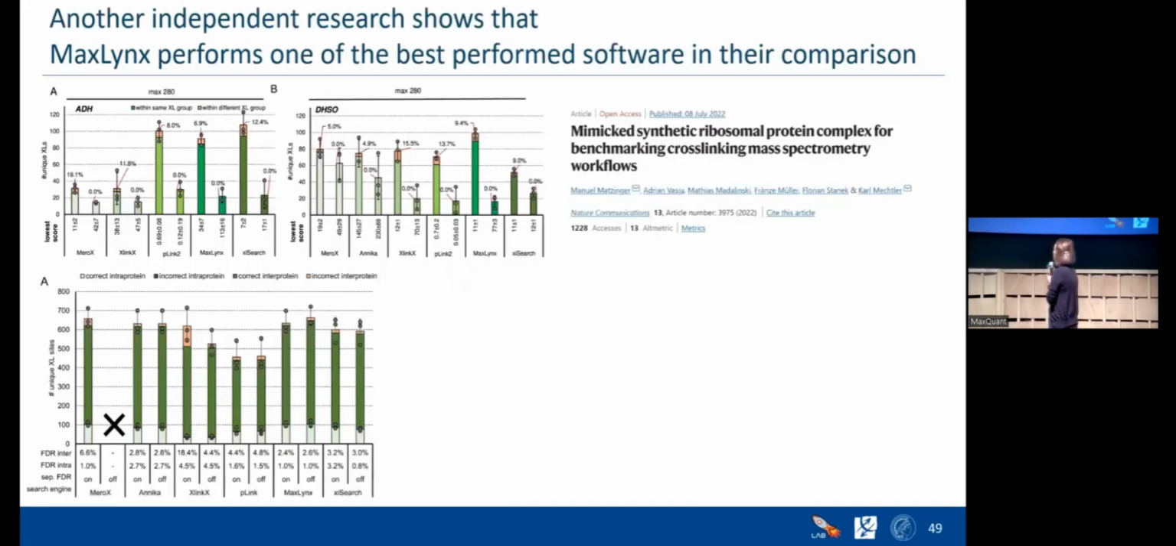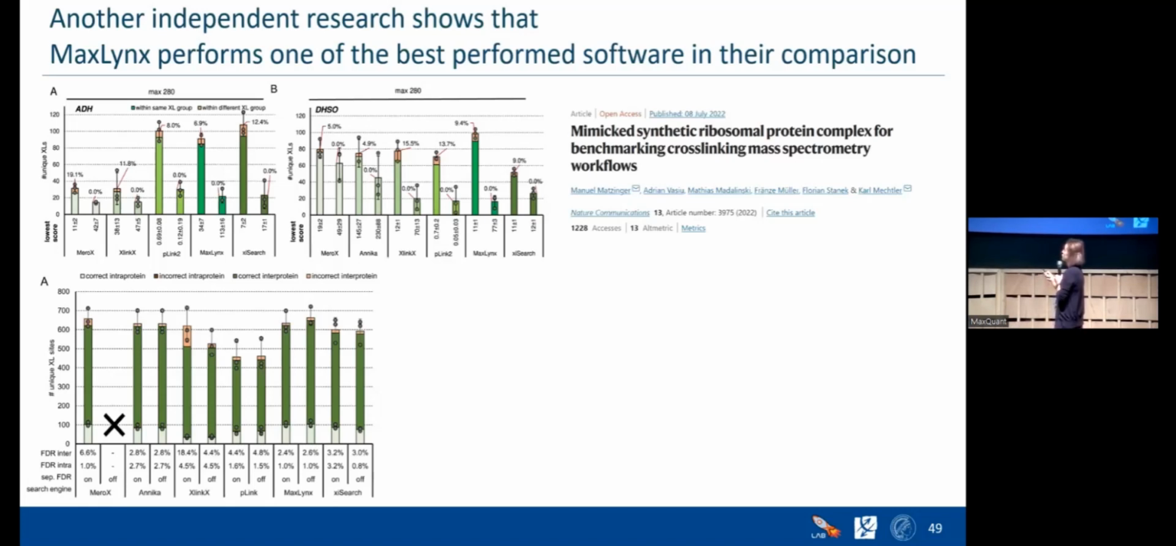And then another paper, I'm happy, was recently published. Here, this was an independent study, so we were not involved, and they tested different search engines and different crosslinkers that I also didn't test. For instance, here there's a crosslinker called ADH, and these are the different software. What I could see is MaxLynx is doing well for this crosslinking. Maybe it's not doing the best, but relatively good compared to the others.